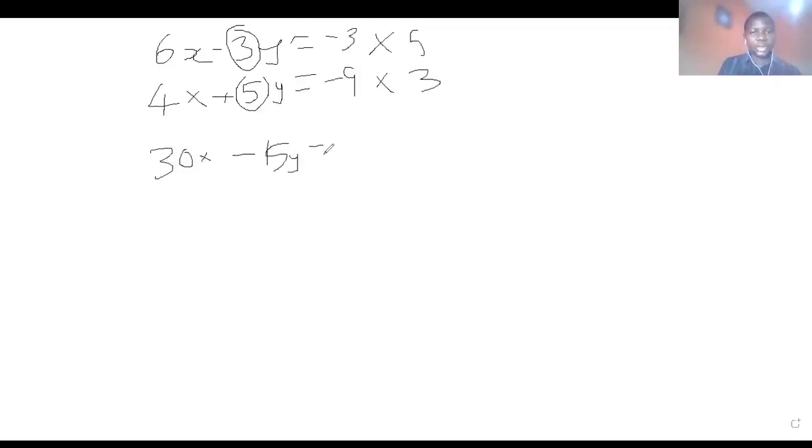5 times minus 3 is minus 15. You see that you're having minus 15. So we just retain your value. We move to the second tray. 3 times 4, that's 12, so we have 12x. 3 times 5y, because this place is positive, so you are going to have 15y.